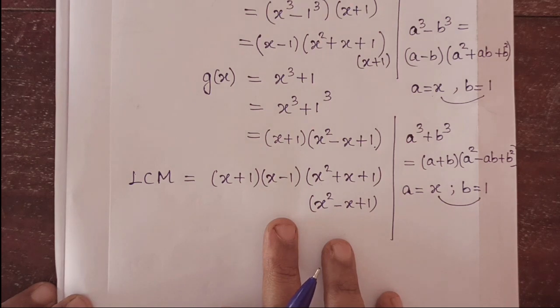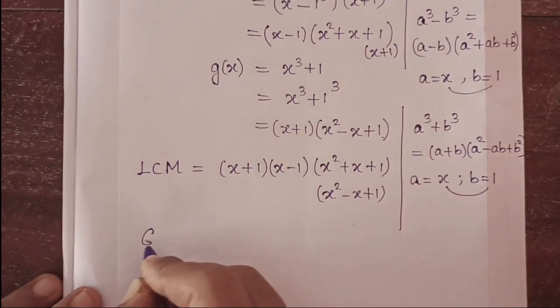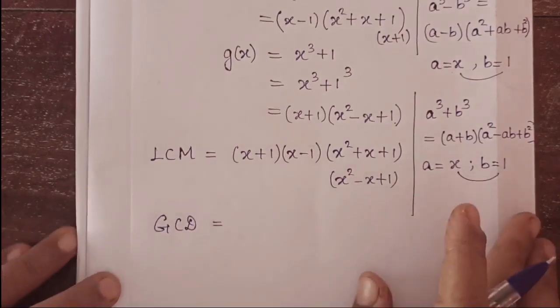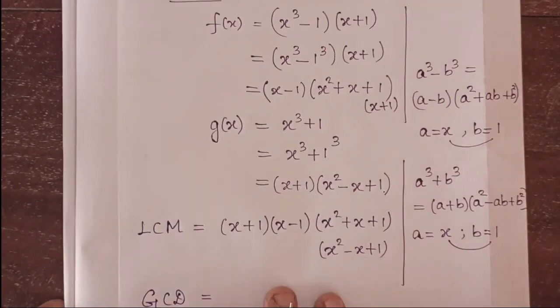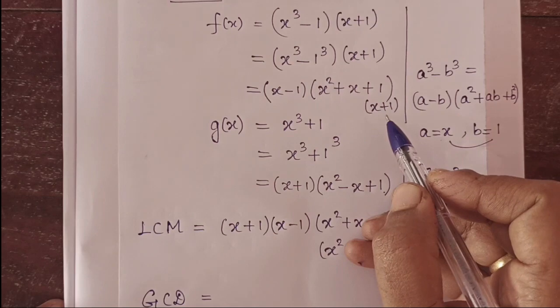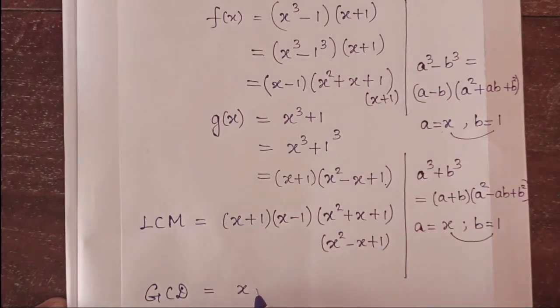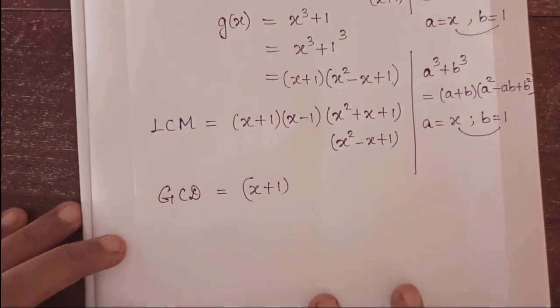And the next thing we need to find is the GCD. So GCD means we need to write the common term alone. So what is the common term here? x plus 1 is the common term in both the expressions. So x plus 1.